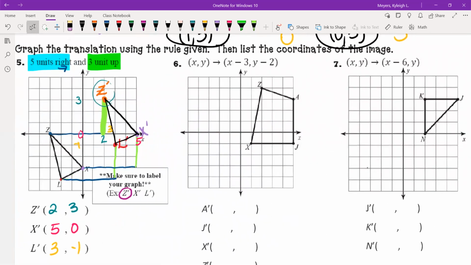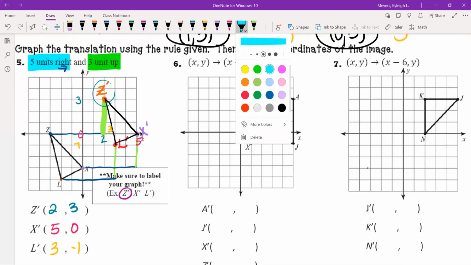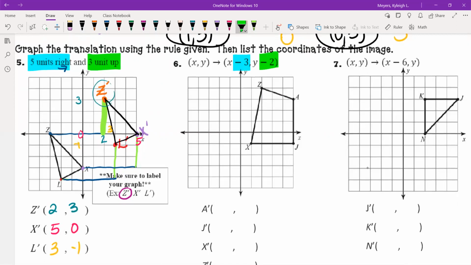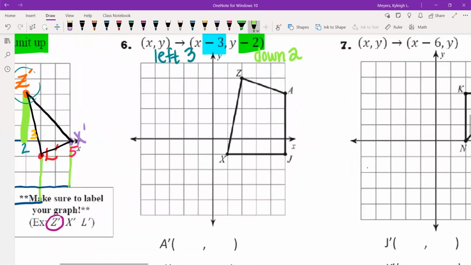Okay. So now we're going to do that with, instead of a triangle, 4 letters. Except it is given to us in coordinate notation. So we have to figure out what direction this -3 should go and this -2 should go. Well, if it's X -3, that means we go left 3. If it's Y -2, that means we go down 2. Okay, so we're going to do that. So we're going to go left 3 from X.